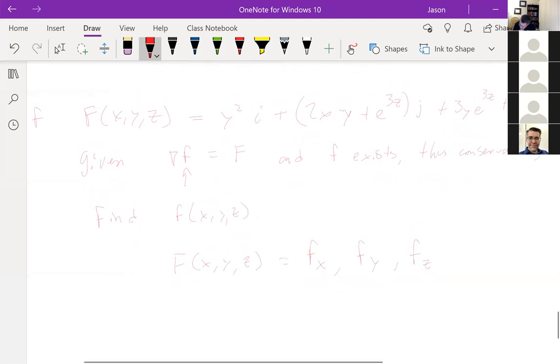So let's look at the original here. This guy is equal to y squared. So the partial with respect to x of this whole thing is going to be of just this component here, the x component. Well, it's going to be xy squared, right? Make sense?